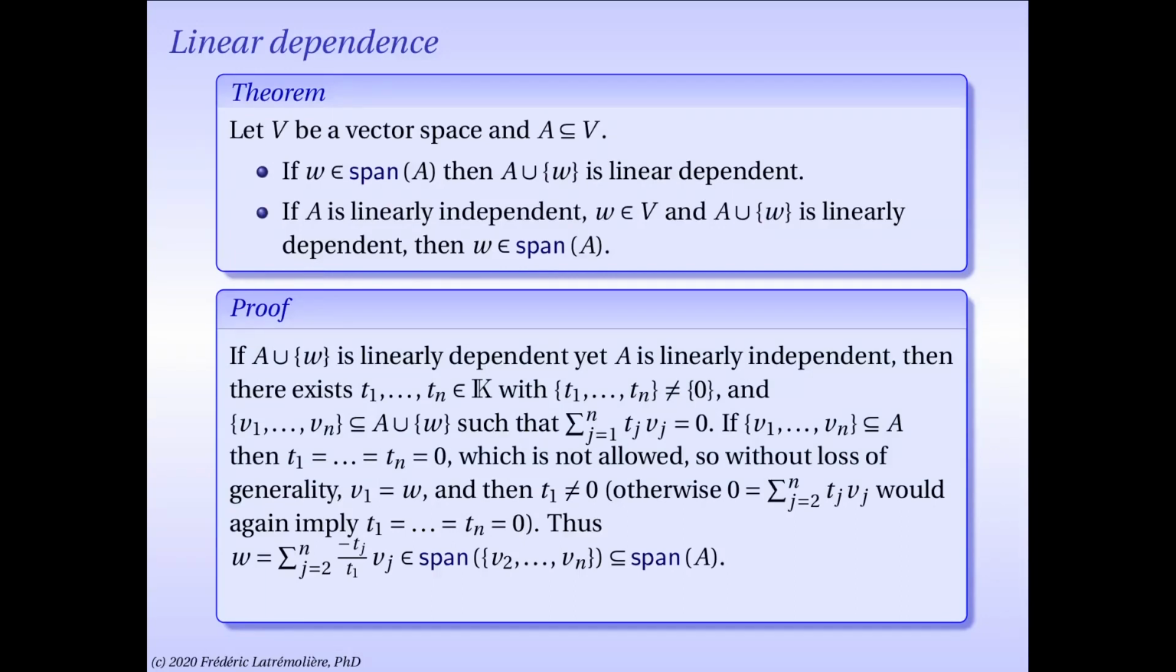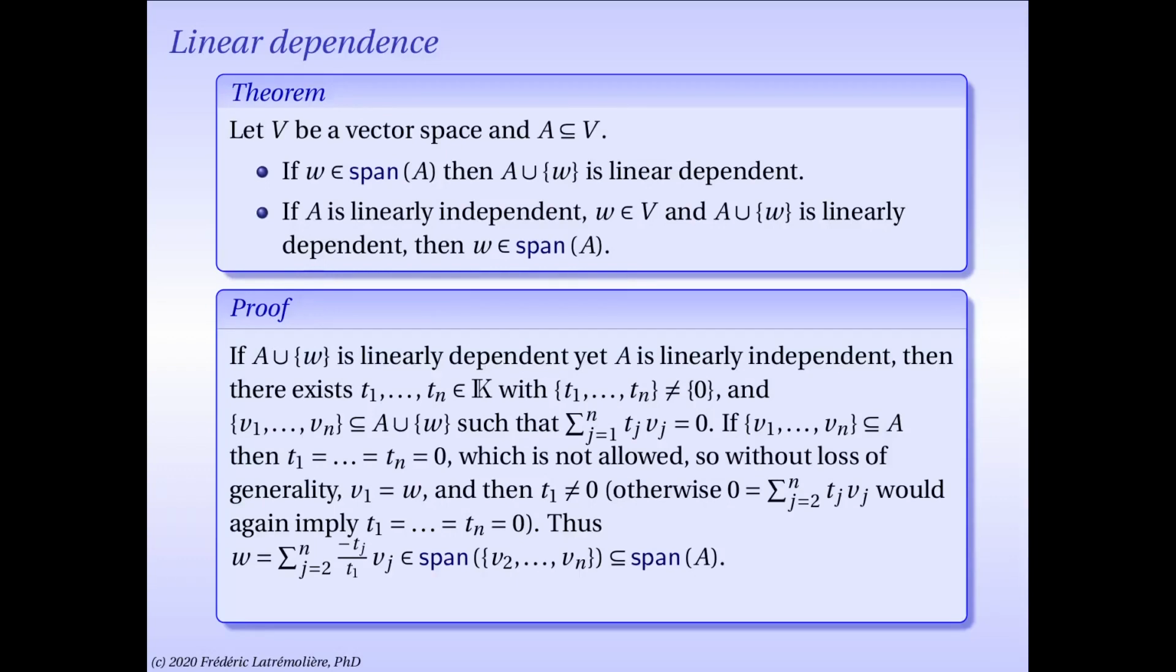But then what I have is this linear combination t1 omega plus t2 v2 plus t3 v3 etc. plus tn vn equals 0. So I put t1 times omega on the other side, and I divide by t1, which I can because t1 cannot be 0, and I get that omega is in fact this expression here. So it's minus t2 over t1 v2 minus t3 over t1 v3 etc. minus tn over t1 vn. And you recognize that I've written omega as a linear combination of the vectors v2, etc., vn.